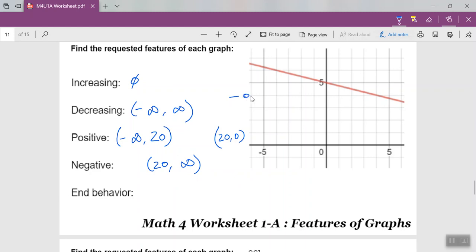Because you've got negative infinity, you've got 20, well, I can't write over there, 20, and then you've got infinity somewhere further down. So my end behavior: as x approaches negative infinity on the left side, y is going up. As x is approaching positive infinity on the right, y is going down.